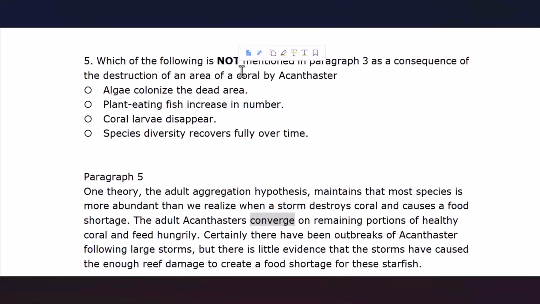In the first question, the keyword except shouldered the responsibility. In the TOEFL exam, only the keywords not and except in the reading section can represent negativeness in factual questions. But to answer the question, we need to find an option among the given options which is not mentioned in paragraph 3 as a consequence of the destruction of an area of a coral by a canthaster.